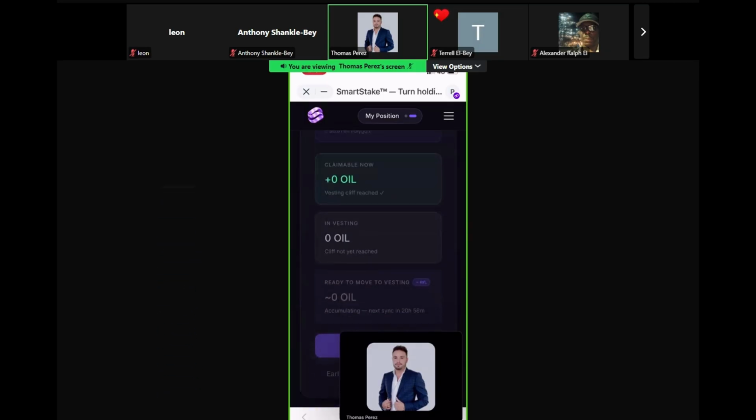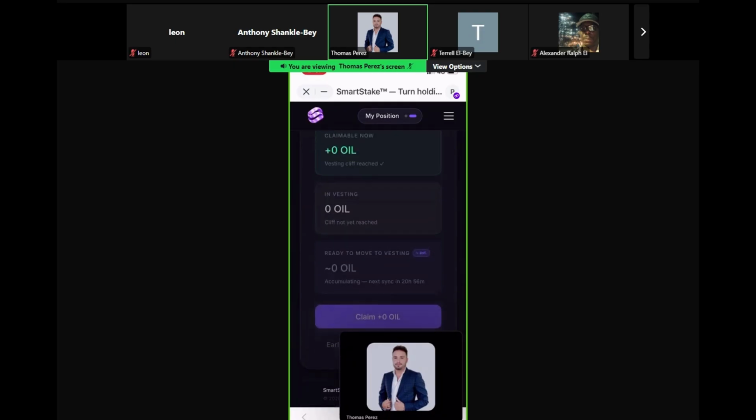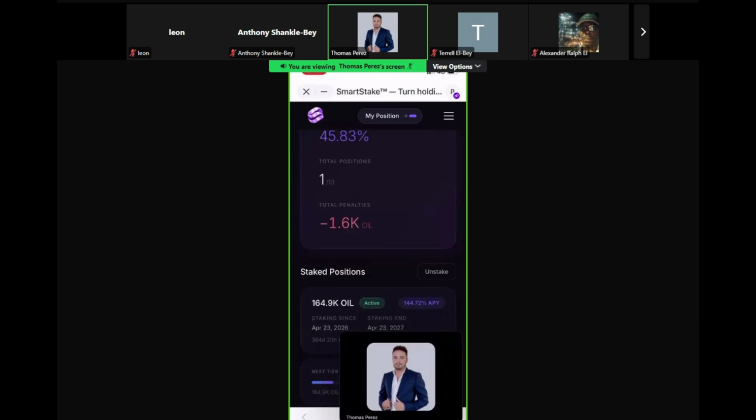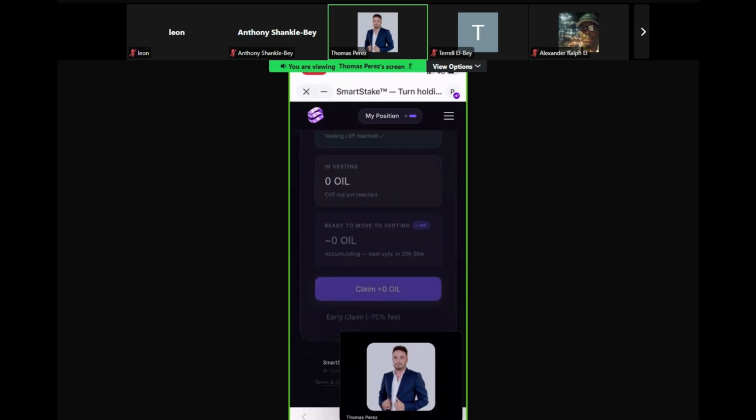Then I will see investing here when you can see 0. You see here 0. I will be able to see each token that I click and that I move to vesting. Then it will enter the vesting period. I don't remember which is for this one. It is 60 days, something like that. Or I can click early claim here. You see the claim button just below early claim with the 65% fee, which is penalties.